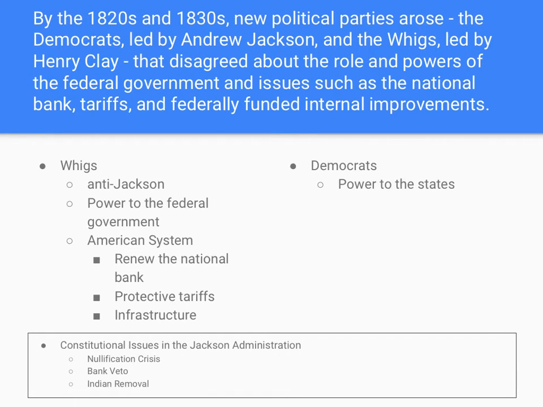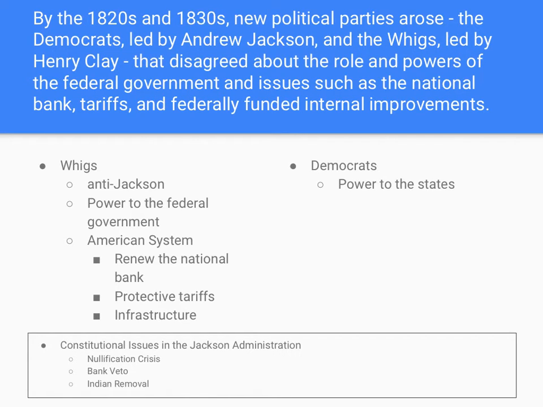By the 1820s and 1830s, new political parties arose. The Democrats, led by Andrew Jackson, and the Whigs, led by Henry Clay, that disagreed about the role and powers of the federal government and issues such as the national bank, tariffs, and federally funded internal improvements. So here again, we're starting to see our second party system, and what creates these party systems are constitutional conflicts. Because these groups of people disagree about the role and powers of the federal government, they form different parties and advocate different interpretations of the Constitution.